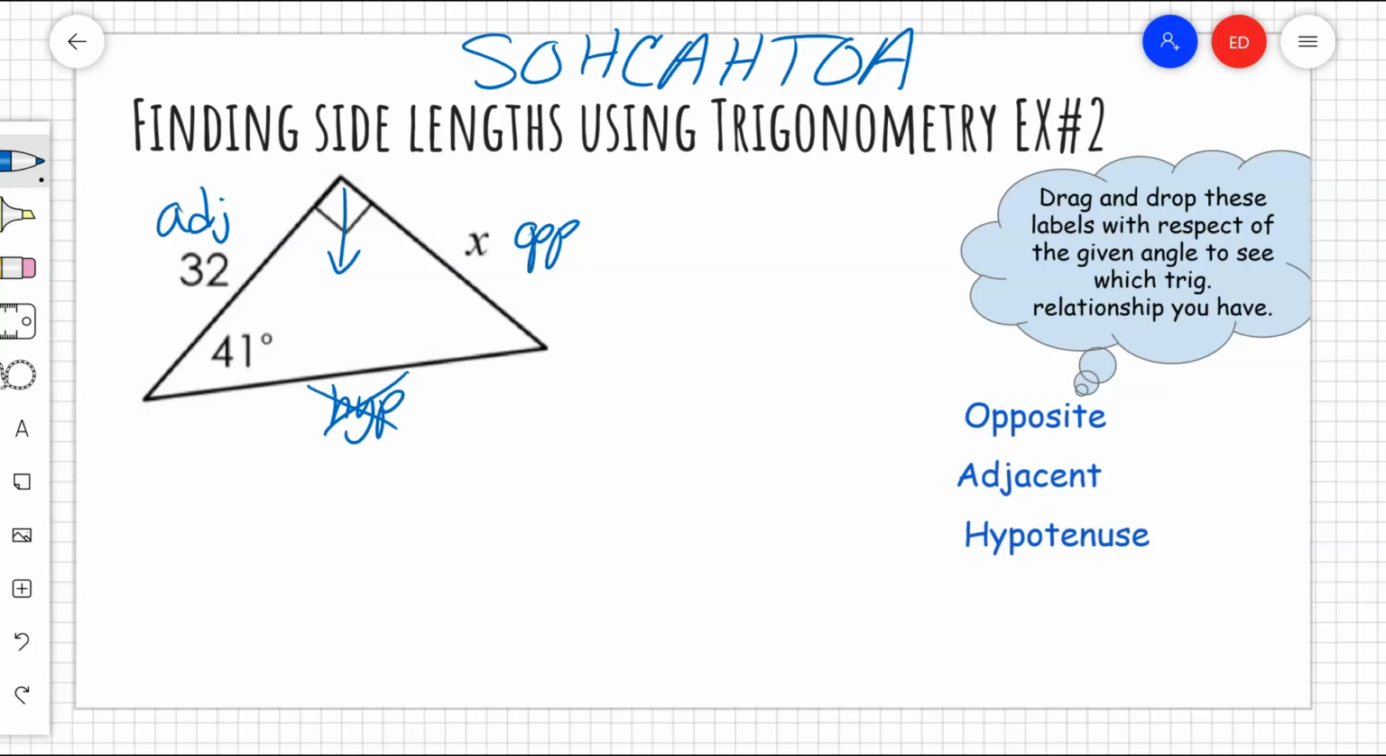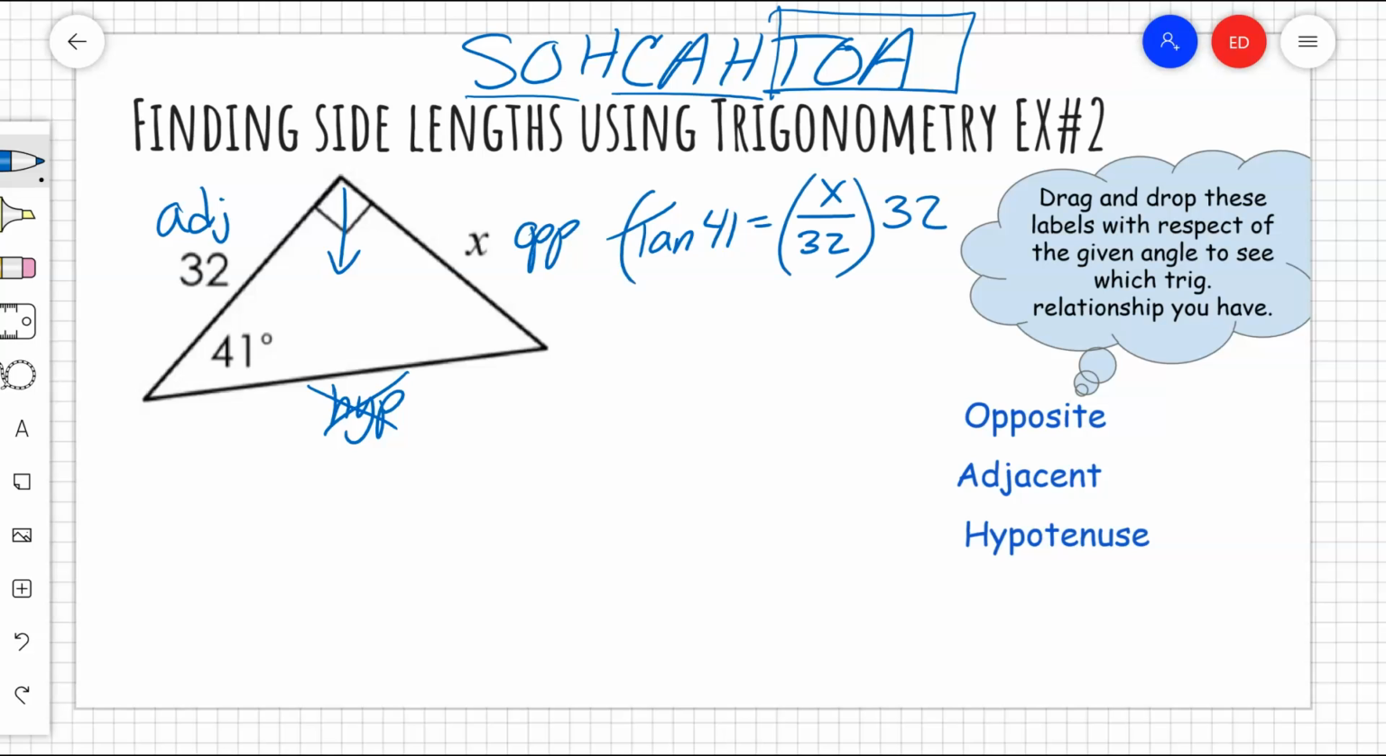All right, so we don't have a hypotenuse. So in this case, it's not going to be sine, it's not going to be cosine. It's actually going to end up being a tangent relationship because we have opposite and adjacent. So when I'm setting this up, we're going to end up having tangent 41, which is opposite in the numerator, adjacent in the denominator. So the opposite is x divided by 32, and we need to go ahead and solve for x. Because x is in the numerator, life is so much easier. Because if it's x divided by 32, the inverse of division is multiplication, so we're going to multiply both sides by 32.